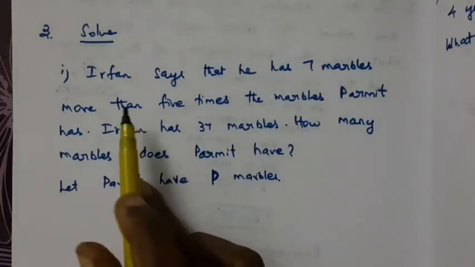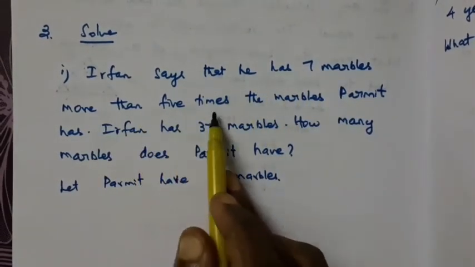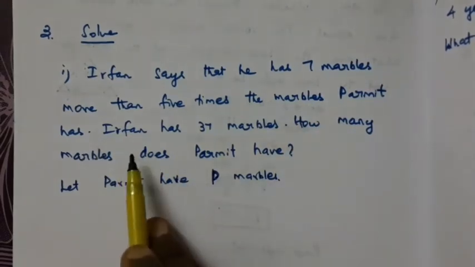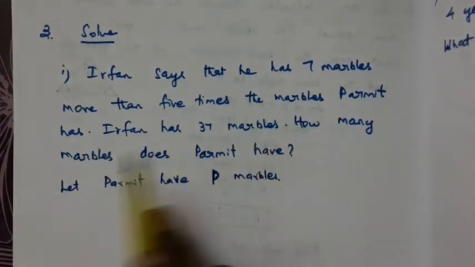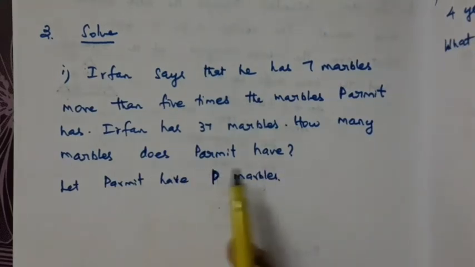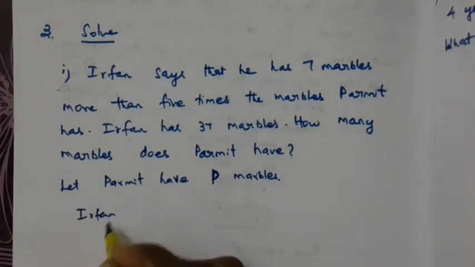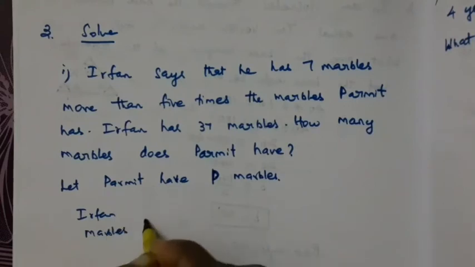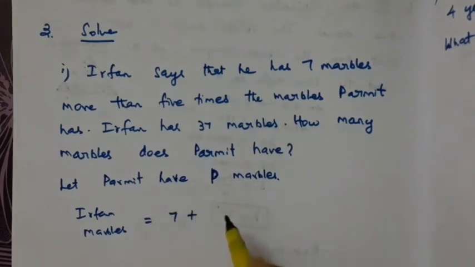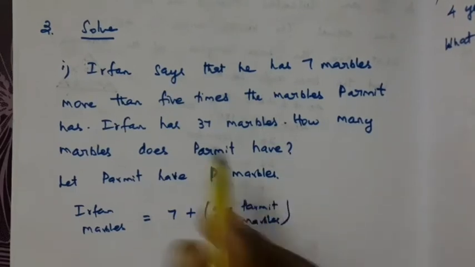Irfan says that he has 7 marbles more than 5 times the marbles Parmit has. Irfan has 37 marbles. How many marbles does Parmit have? This is the question. We have to find how many marbles Parmit has. The number of Irfan's marbles is 7 more than 5 times Parmit's marbles. This is the meaning of the first statement.